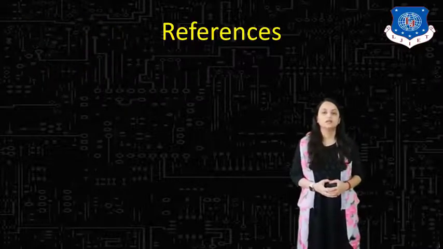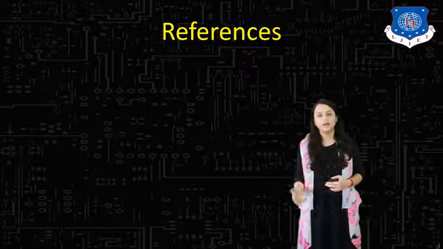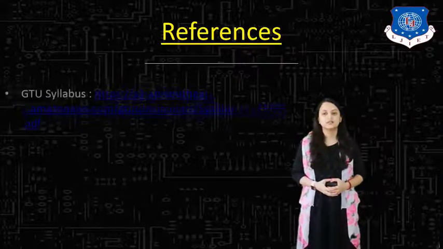I hope that the band reject filters and band pass filters, the two types, wideband and narrowband, are clear to you now. These are the references.